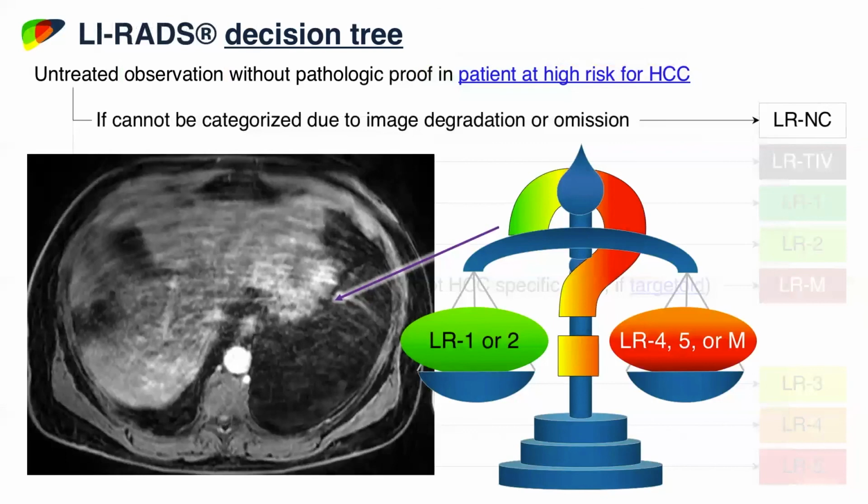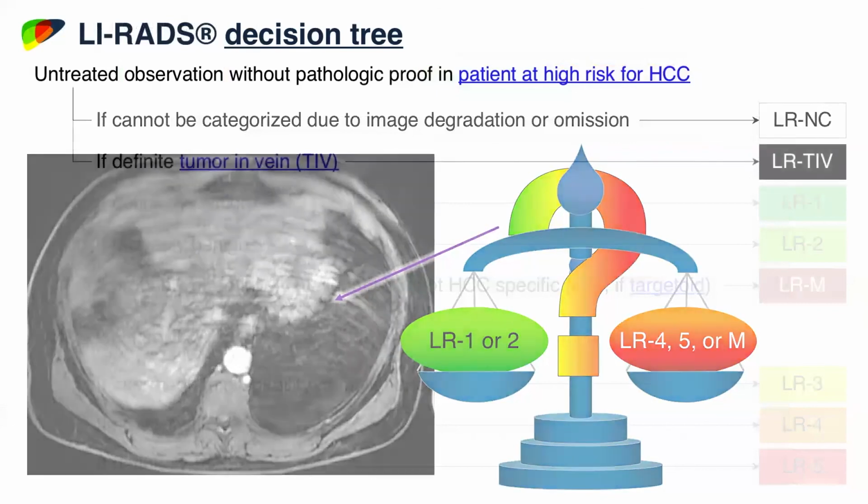If the images are a little bit degraded, but you can still put it into this class of categories, don't call it LR-NC. Do the best you can at categorizing it. So if I really can't tell which of these it is, I'll say the images are degraded, but I'm worried this is malignant. This is either an LR-4, LR-5, or LR-M, but I would not call it an LR-NC.